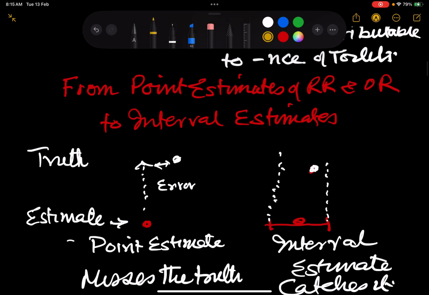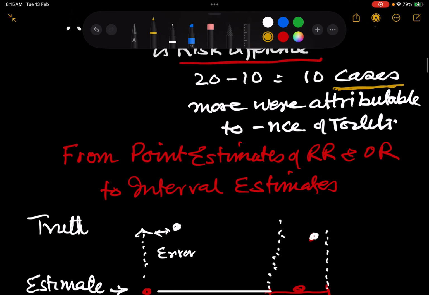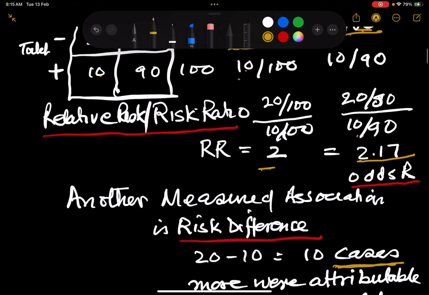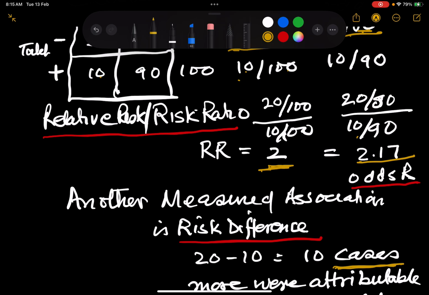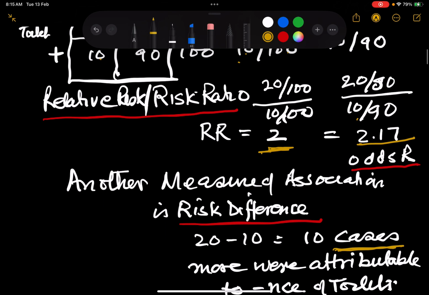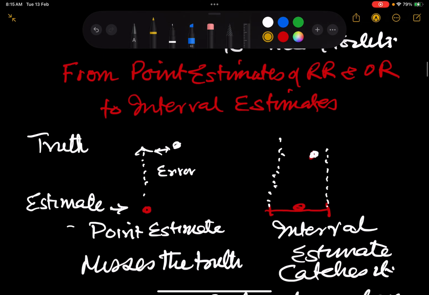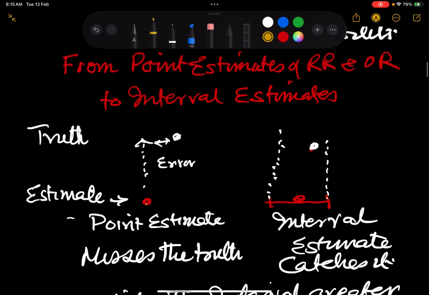And these estimates that you get, the 2 and the 2.17, are point estimates. So they are point estimates, single point. You are using a rifle bullet to estimate the truth, the parameter. It could be 3, it could be 5, but your estimate is that it is 2. Now this is likely to miss, and there is a very high chance of error with point estimates.